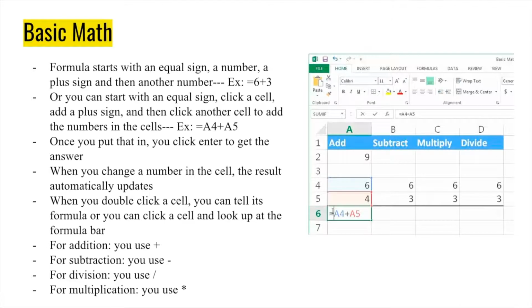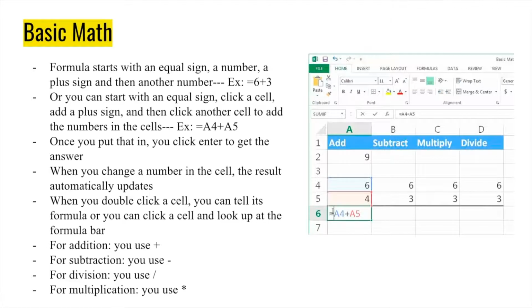Once you change the number in the cell, the result automatically updates. When you double-click a cell, you can tell its formula, or you can click a cell and look up at the formula bar. For addition, you use plus. For subtraction, you use minus. For division, you use a slash. For multiplication, you use an asterisk.